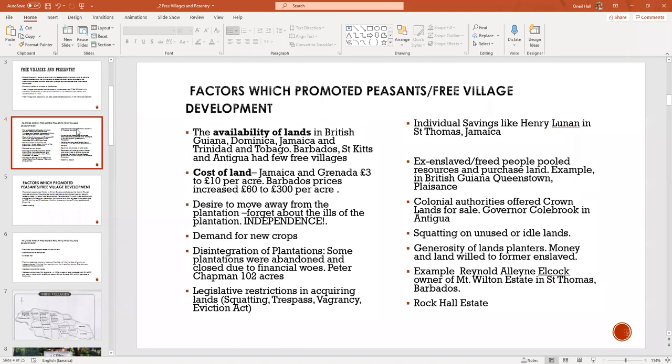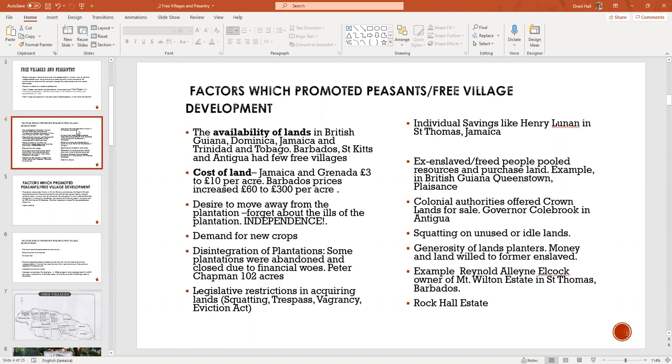Therefore, during the time of slavery, the planters did not utilize all the lands in these territories because these territories are pretty big. So the availability of lands in these territories led to the development of free villages.